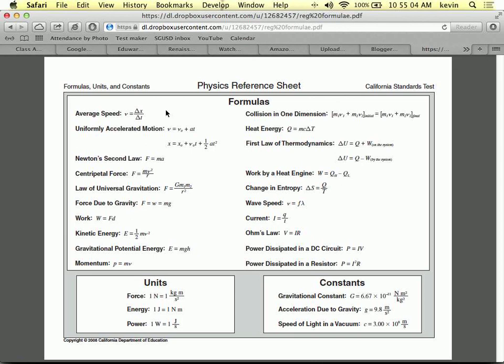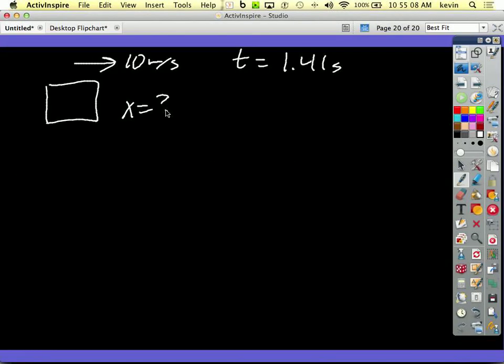Yeah, how about the first one? Right, the definition of average velocity. v is x over t. Well, we know that v is x minus x0 over t minus t0. Right? Well, in this case, what is t minus t0? What is this whole thing? That's 1.41 seconds.